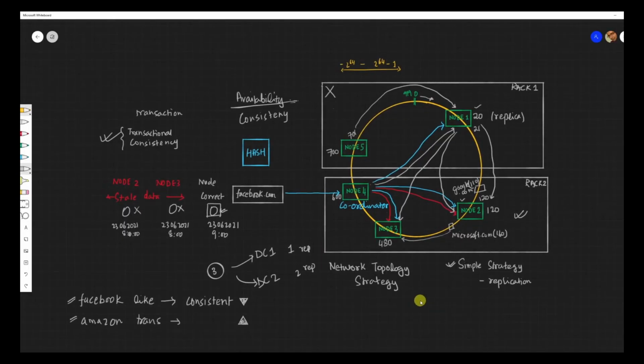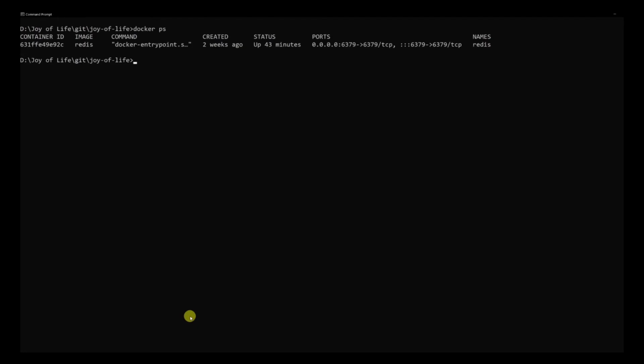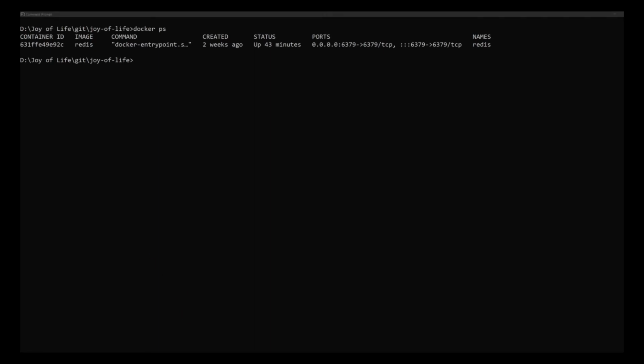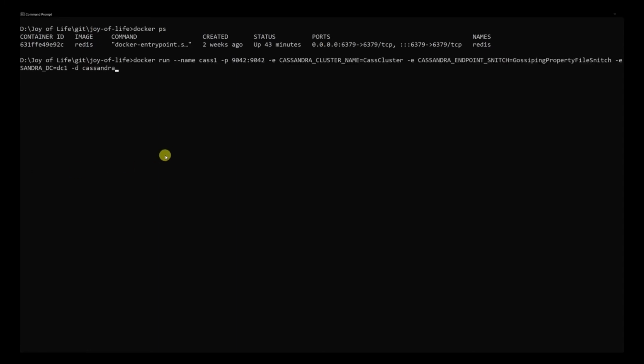So we are going to set up a cluster with 3 nodes in 2 data centers, and we are going to see how we are going to deal with it. Let's see what all is running. So we have Redis running and we are going to set up a Cassandra cluster. Let's go for it. So the first thing is we have to create the coordinator over here. So this is the node that we are going to talk to, and he's going to delegate everything to the corresponding nodes. So we are naming it CAS1.